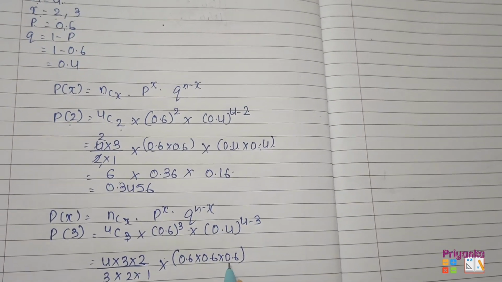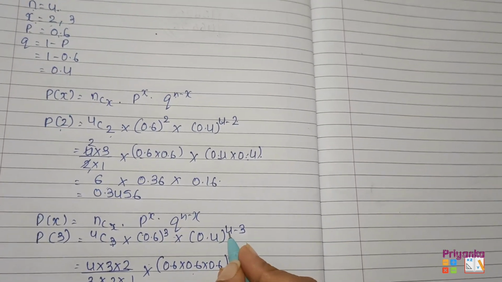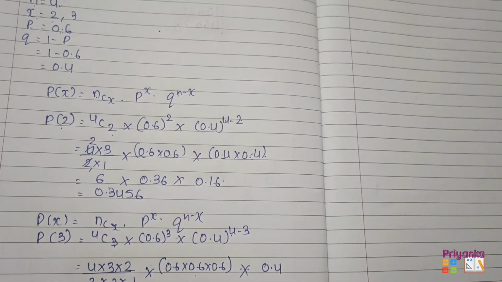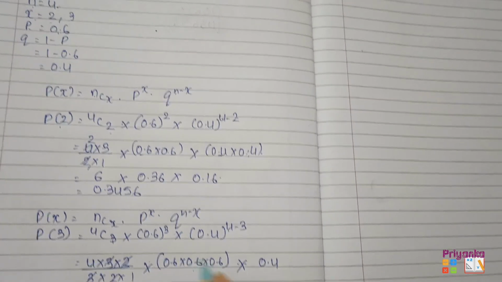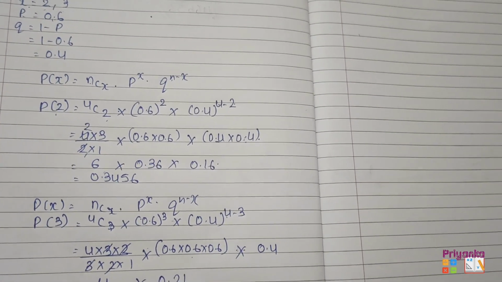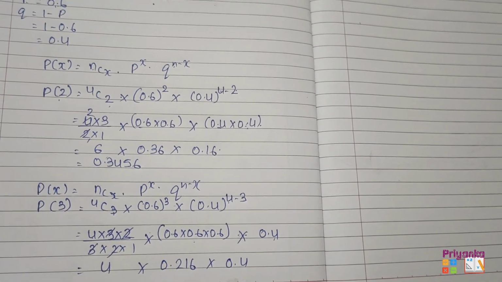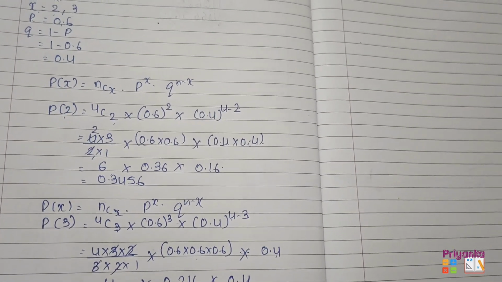If you don't multiply like this it's also fine, do it on the calculator; I did this to explain it to you. 4 minus 3 is 1, so only 0.4 remains. So 3 and 2 will cancel, and the value remaining is 4. Multiply: if you multiply this 3 times you will get 0.216 and this is once 0.4. Now multiply all three numbers and you will get 0.3456.